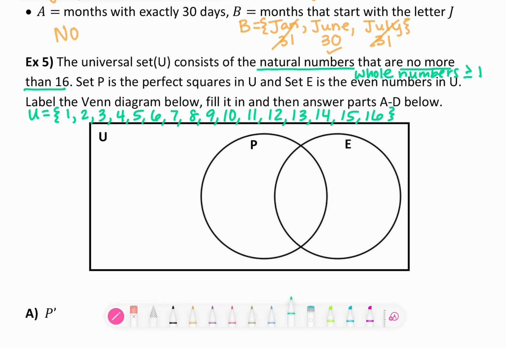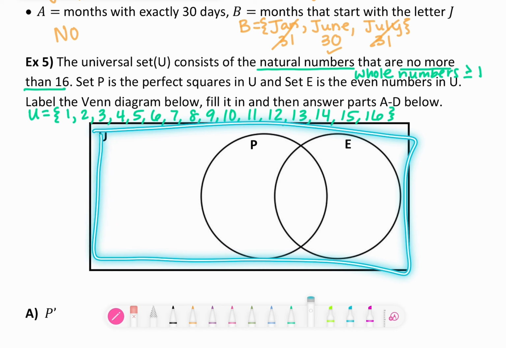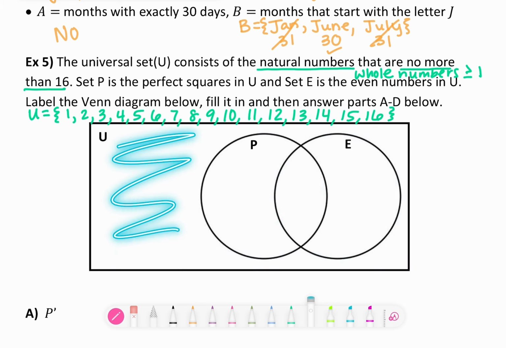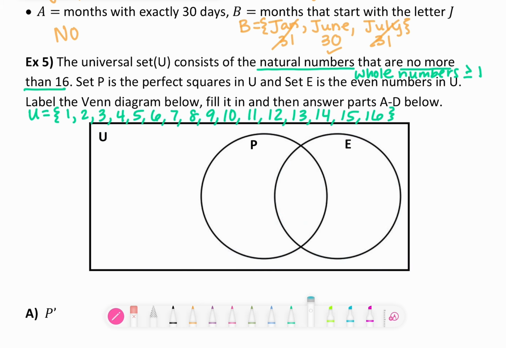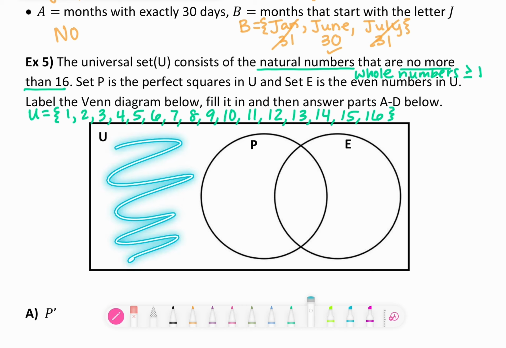So that's 1 to 16. All of those numbers have to be in our universal box. That means all of those numbers are going to have to exist inside this box somewhere. Some of them are going to be inside P, some inside E, some inside the intersection, and some outside of P and E because they don't exist in P or E, but they're still in that universal set. So they'll be out here in this space.